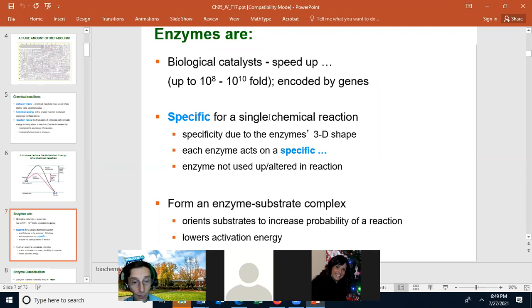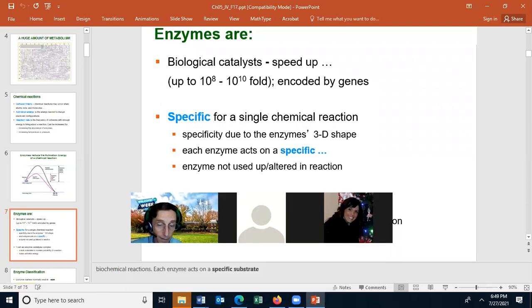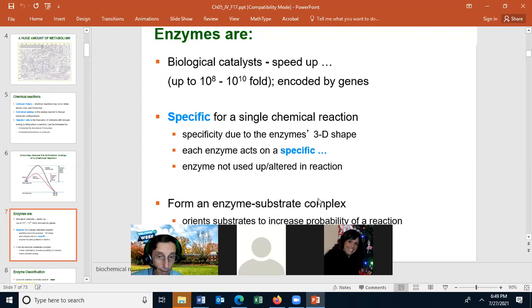That specificity is due to the three-dimensional shape and the folding pattern of the enzyme. Each enzyme acts specifically on one region of the specific substrate, and I'll show you that in a little bit. You should also know enzymes are not used up in a chemical reaction. After the chemical reaction is done, the enzyme is unchanged, and then it can bind to another reactant and perform the reaction time and time again. And that's why enzymes can speed up a chemical reaction.